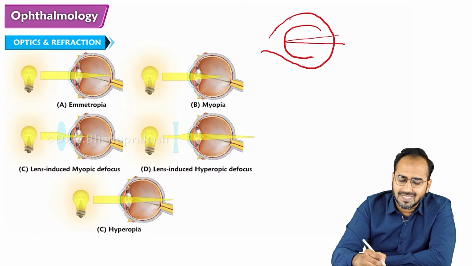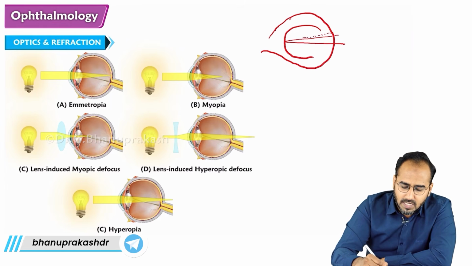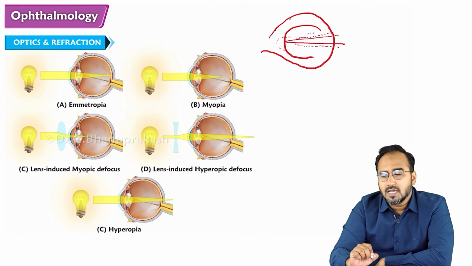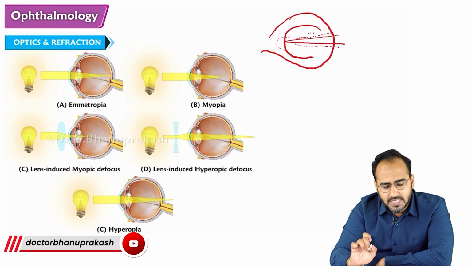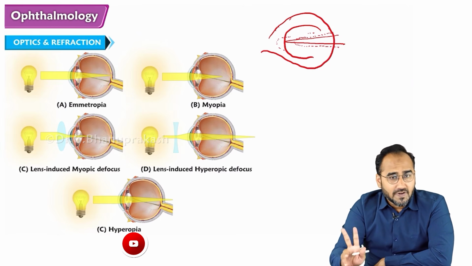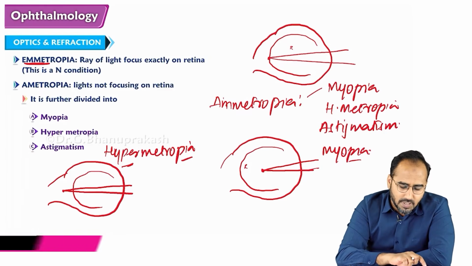Light rays focusing on the retina, but one more light ray is focusing either in front of the retina, that is called myopic astigmatism, or one more light ray is focusing behind the retina, that is called hypermetropic astigmatism. That is, astigmatism means two different foci of light rays. One is focusing on the retina, one is focusing at another part, two different foci, that is called astigmatism.